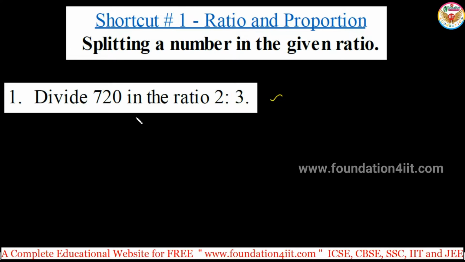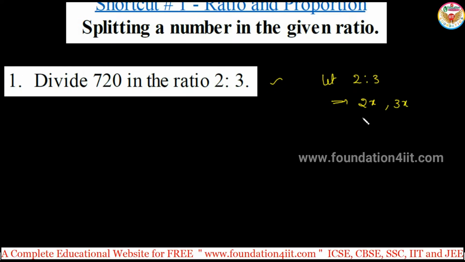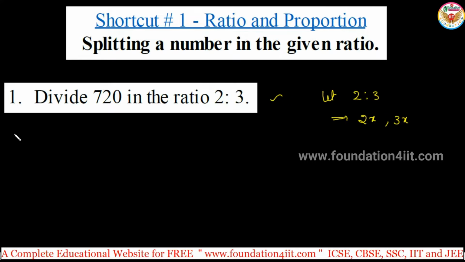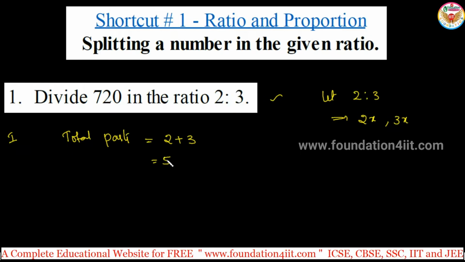If you want to divide a number in a particular ratio, generally we take the ratio 2 is to 3 as 2x and 3x. Instead of that, we can directly add the numbers. I'll show two methods. In solution 1, first let us take the total parts. If you want to divide a number in a particular ratio, add the total parts, that is 2 plus 3, that is 5. We need to divide the number into two parts.